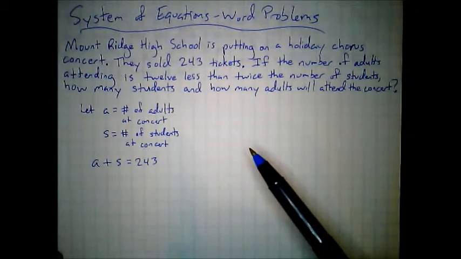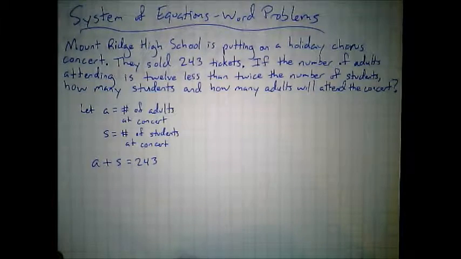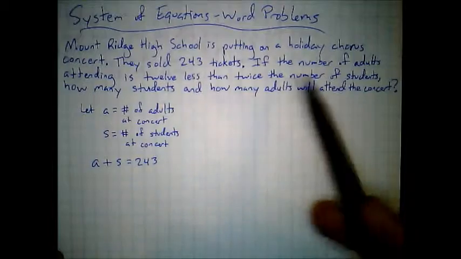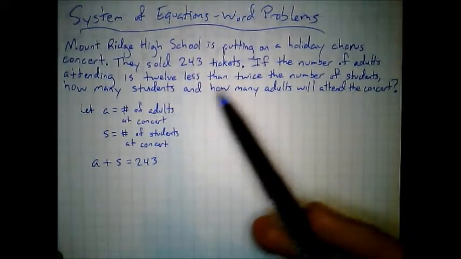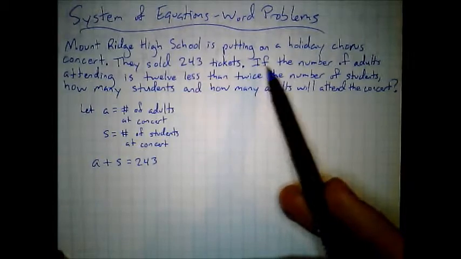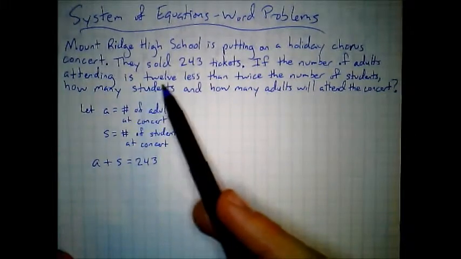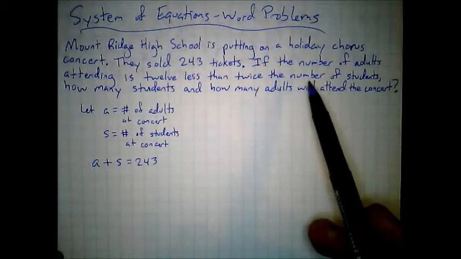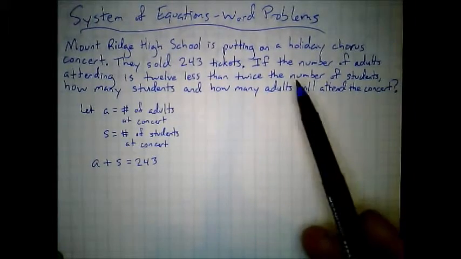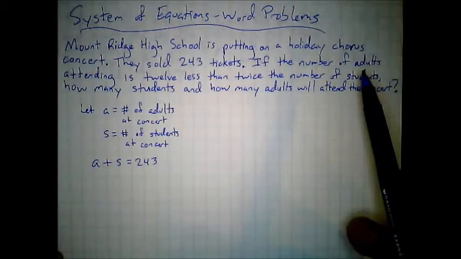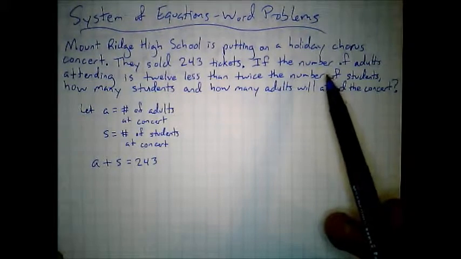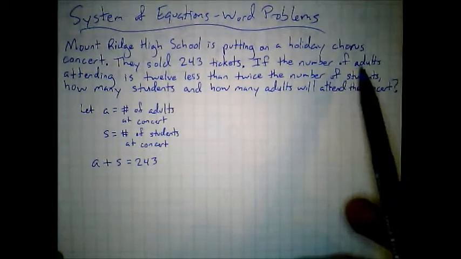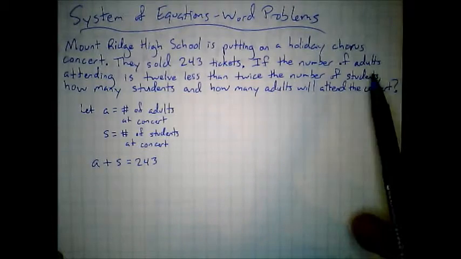Now the other equation, well, we have to look for another total that it gives us, or another way these two variables are related. Well, there's no other totals in this problem. This 243 is the only total, so we need to look for something else. Well, it tells us the number of adults attending is 12 less than twice the number of students. So this relates these two variables to each other. So we need to figure out, how do we turn this into an equation?